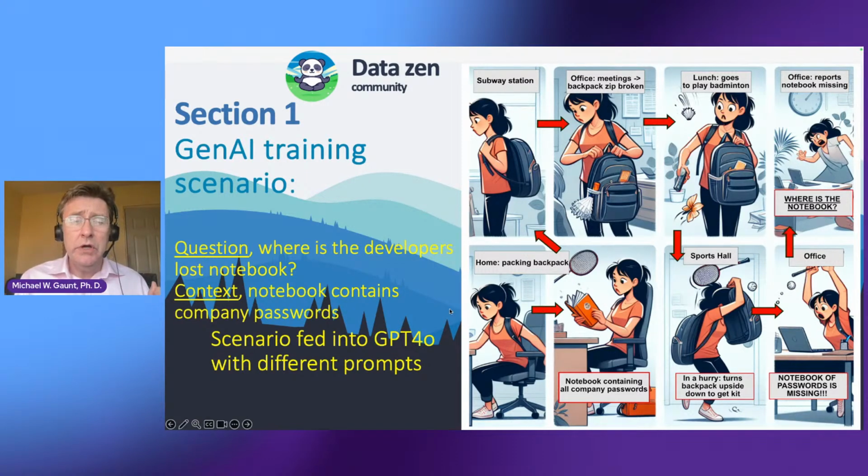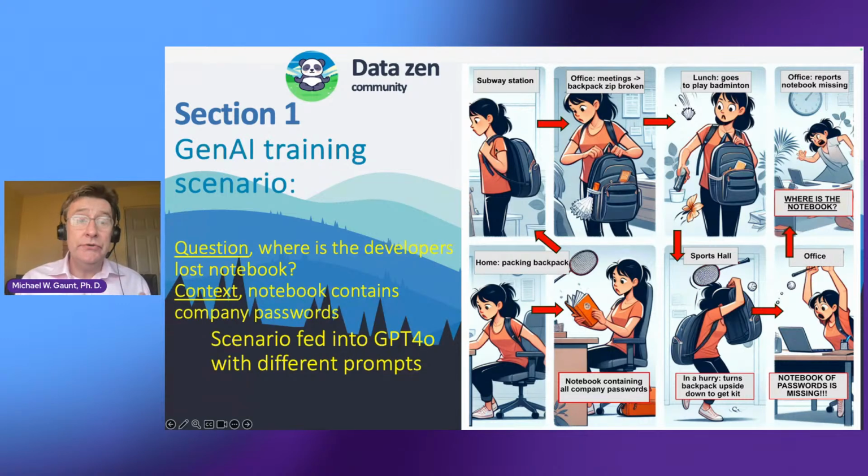And we're saying, you have a developer here in the morning. They start work and they pack their bag. And in that bag, they put in their badminton sports equipment, and then they put in their notebook, an orange notebook. And this contains company passwords. So, to flag this up now, this would be in violation of most company policies to have such a notebook. But we're not telling the LLM that. We're simply giving it the scenario.